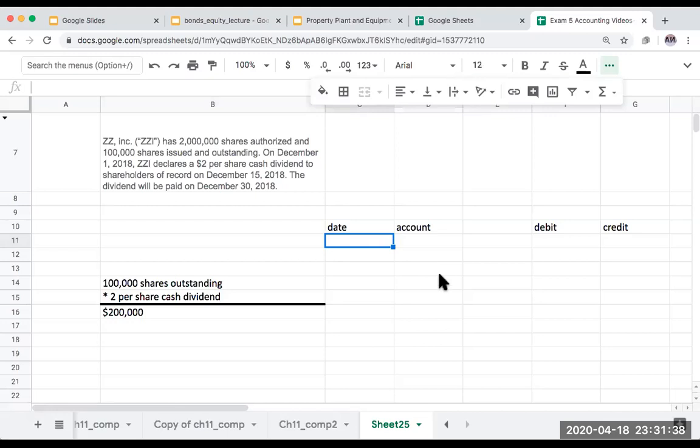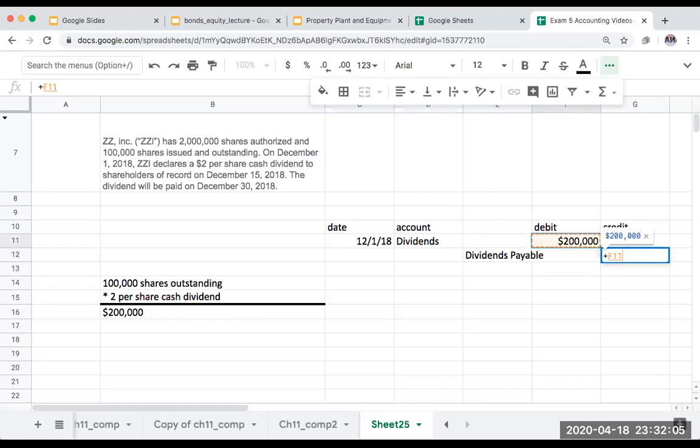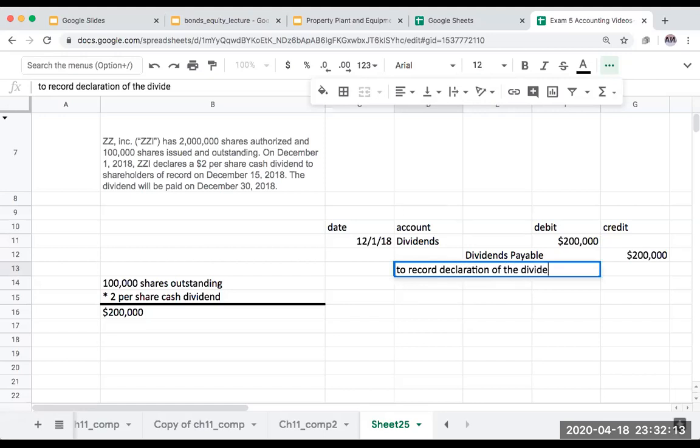The first thing I'm going to do is declare the dividend. The way I do this in terms of a journal entry is I'm going to debit, on 12/1/18, dividends for $200,000. And I'm going to credit not cash, because I haven't paid it yet, but dividends payable. This is to record the declaration of the dividend. Okay, so I've declared the dividend.